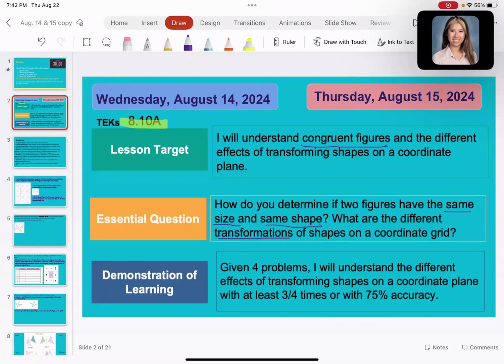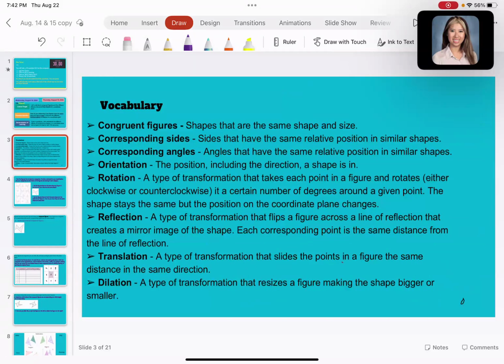Lastly, our DOL is given 4 problems. I will understand the different effects of transforming shapes on a coordinate plane with at least 3 out of 4 times or with 75% accuracy. So first things first, we're going to go over important vocabulary.